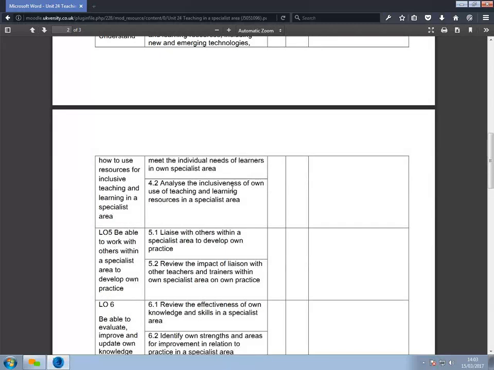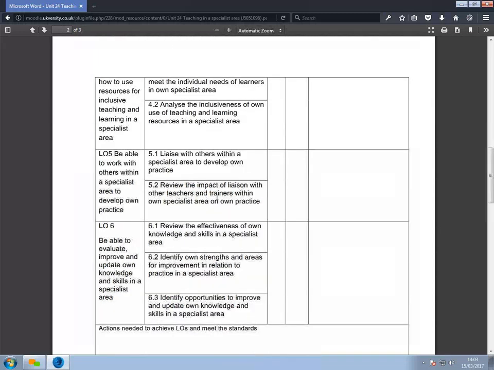Reflect again, analyse the inclusiveness of your use of the teaching and learning resources in the specialist area. Liaise with others within a specialist area to develop practice. Now this is looking mainly at other tutors within the same field of work that you are in and how they deliver their work. So it's meetings, brainstorming, things like that. I'll come back to that in a minute.